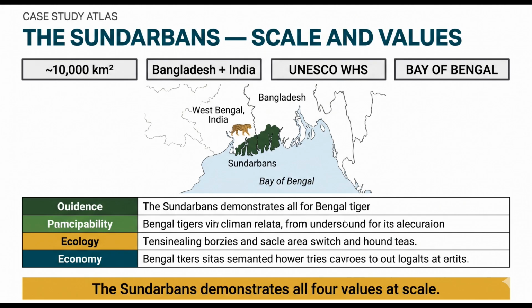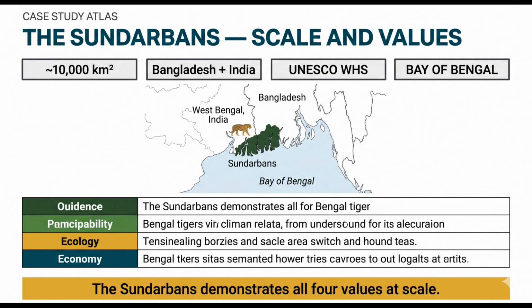For biodiversity, the Sundarbans supports approximately 400 Bengal tigers, the world's largest tiger population living in any mangrove forest. It also has Irrawaddy dolphins, saltwater crocodiles, the Ganges river shark, and around 250 species of birds.